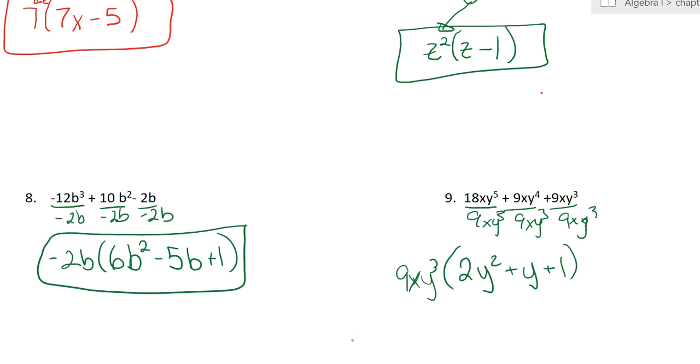In problem number 8, you'll notice I took a negative 2b. B is the variable with the highest exponent, and the coefficient, the greatest common factor, would be 2. Now I took out a negative just because with formatting, usually you want to make that leading coefficient inside the parentheses positive. So that's why I divided by negative, so that it would become positive 6 right there. In number 9, you can see that I took out 9xy cubed. Again, x to the first is the lowest exponent, y cubed is the lowest exponent. I took it out from each one, so that would be your final answer right there.